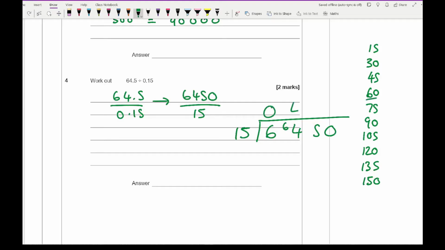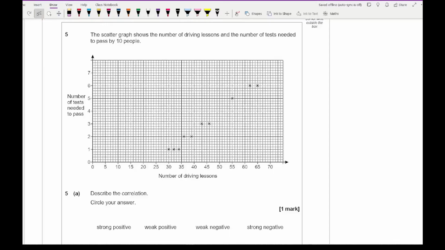Next one is 4, remainder 4, then it's 3, and then it's a 0. So then the correct answer here is going to be 430.